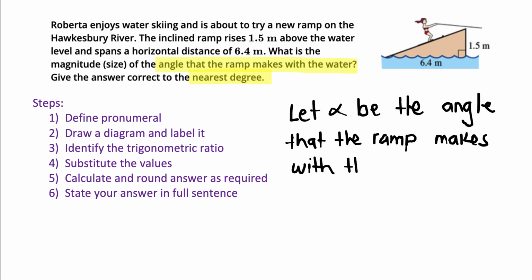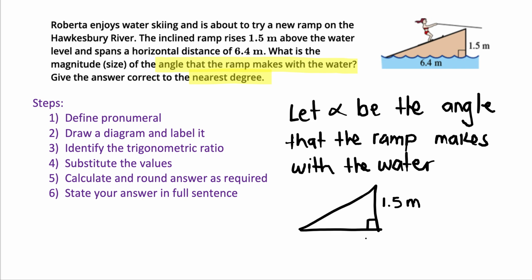So I have a diagram that I can use. I'm going to write it down here. So I have my triangle. This is my right angle. It says that the height is going to be 1.5 meters, and this length here is 6.4 meters. And the angle that the ramp makes with the water is this one here. So this one is going to be alpha.